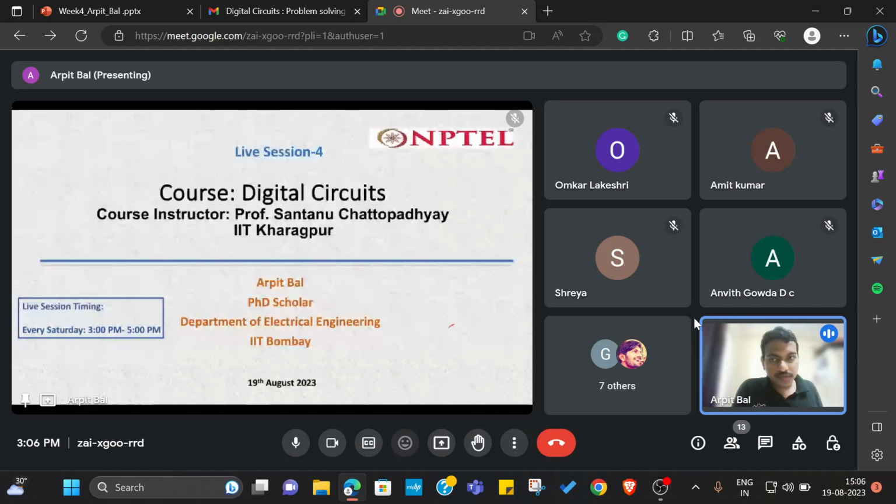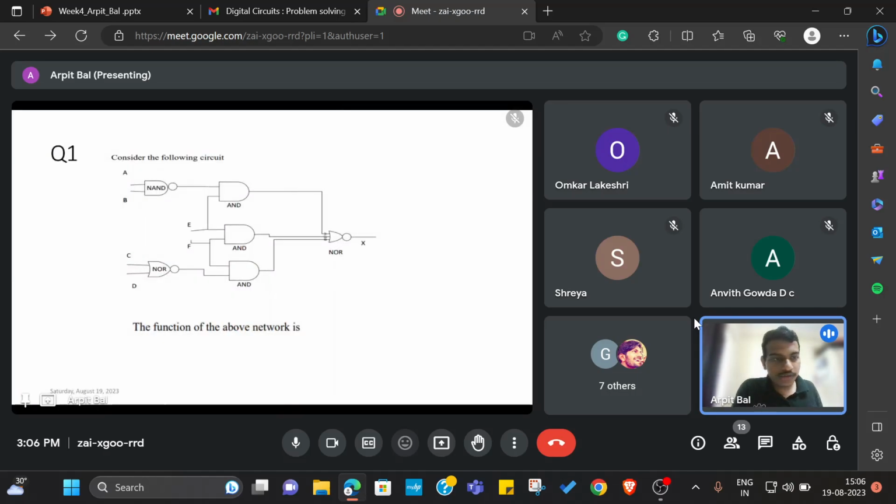So the first question is that we are given a circuit and we need to find out the function of this particular network. We have to find out what X is in terms of A, B, C and D. I hope this question is clear. Please try to follow the approach that I am trying to do. We have already solved a similar question in the previous week's session.